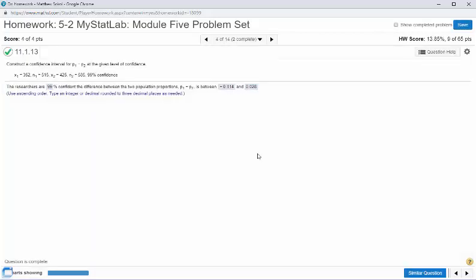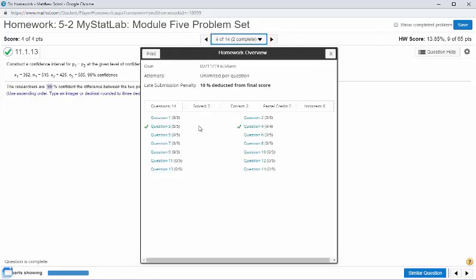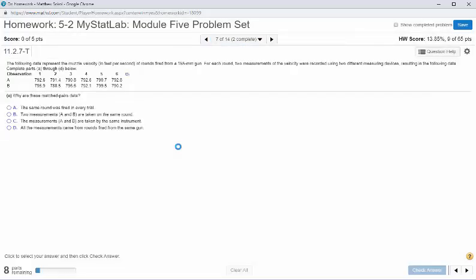All right, we've done 2 problems with proportions. Let me skip ahead and do some problems related to a mean. So I'm going to skip ahead to number 7.